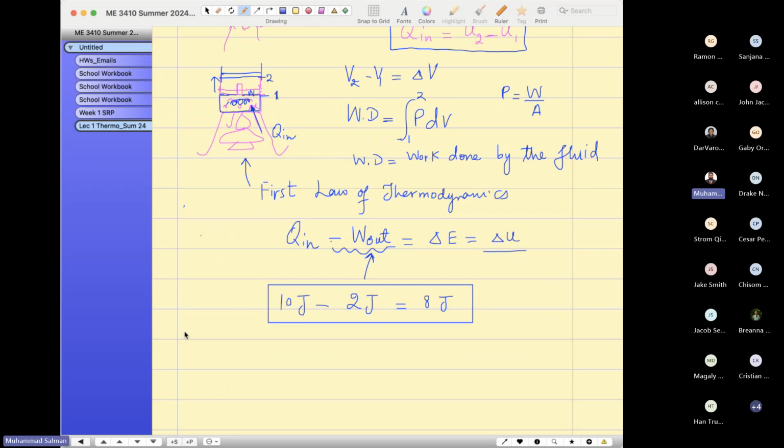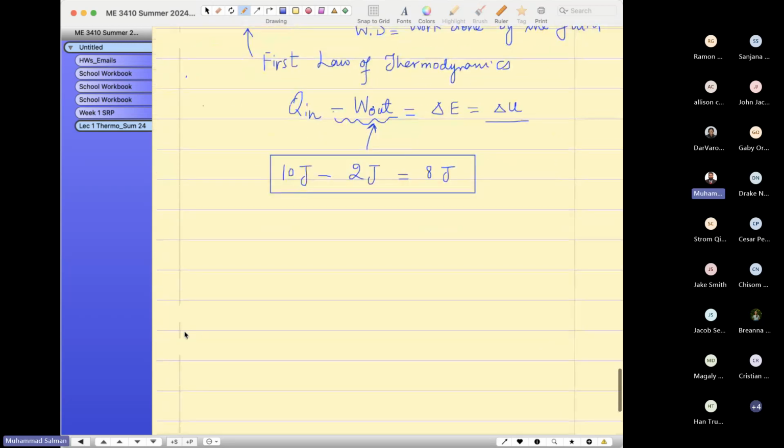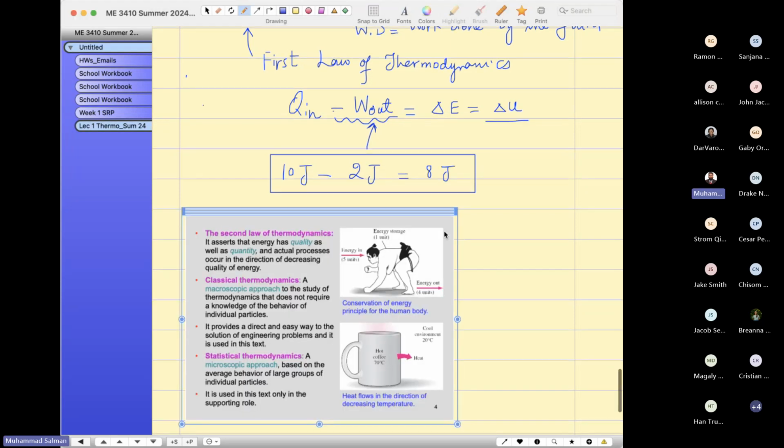I want to write down something more. I just alluded to you a little earlier what the first law of thermodynamics is, but you will see this equation in the coming slides. Okay, let's go to the next.